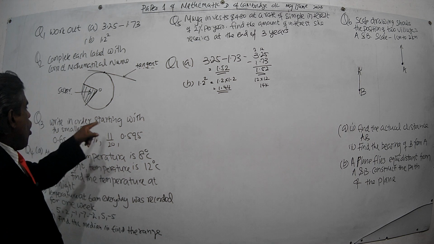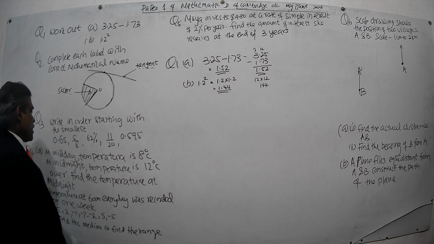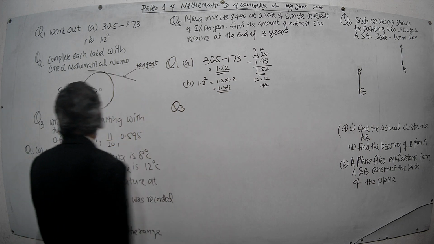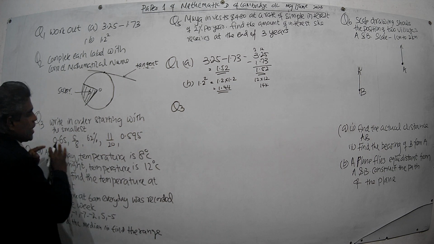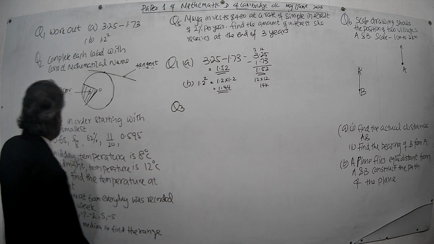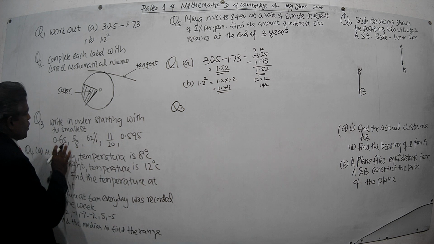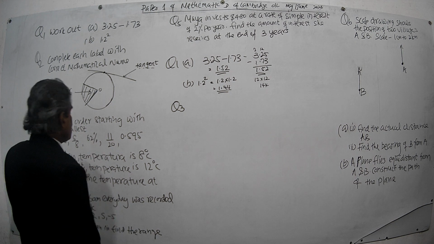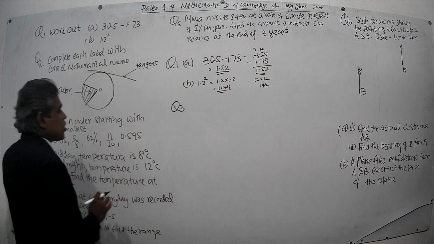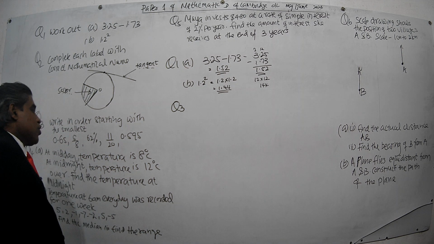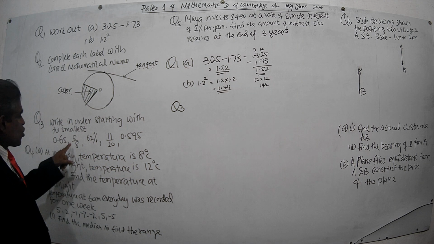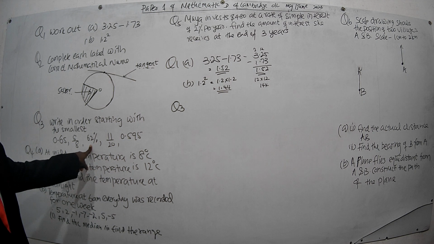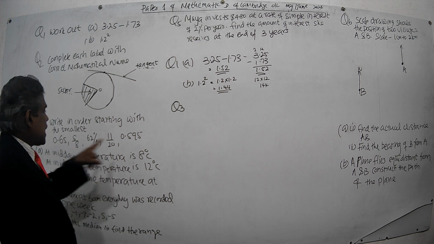Now you go to the third question. Write in order starting with the smallest. Q3. You have to write these numbers in order starting with the smallest. What are the numbers? 0.65, 5 over 8, 62%, 11 over 20, 0.595. We have 2 fractions and 1 percentage. The other 2 numbers are decimals.